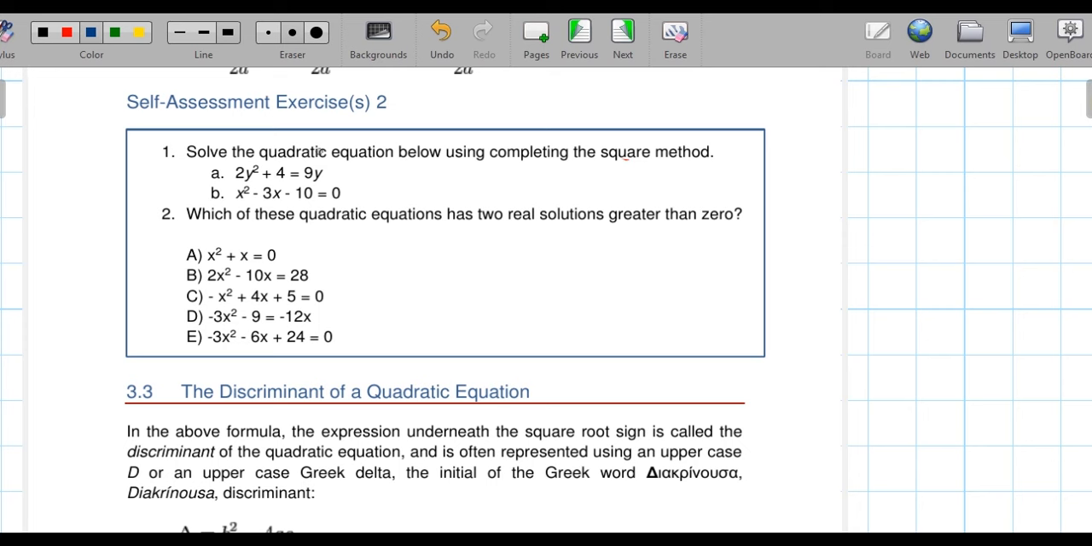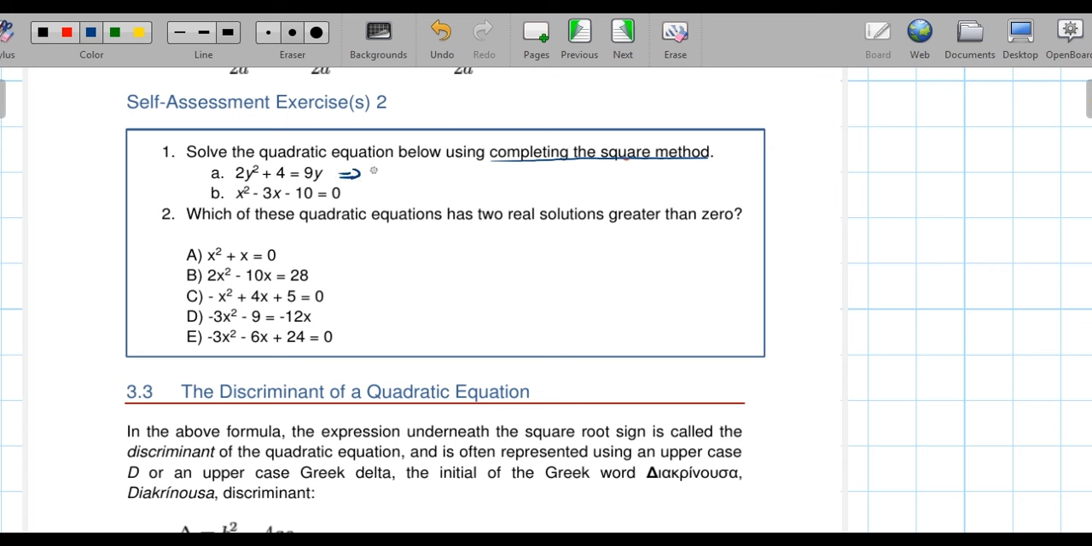So we are to solve this quadratic equation using the completing the square method, right? But let us solve it using the formula method first. Then we'll use the completing the square method to see, and you will see that our answers are going to be the same.